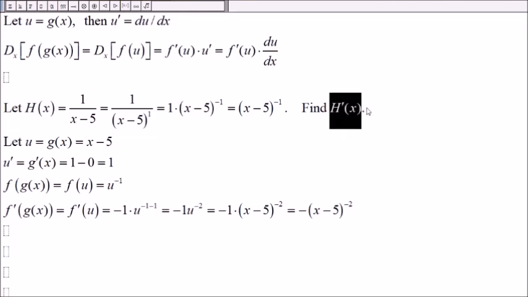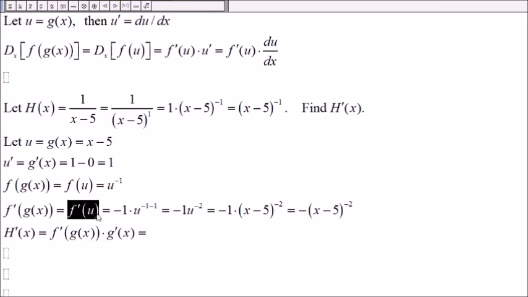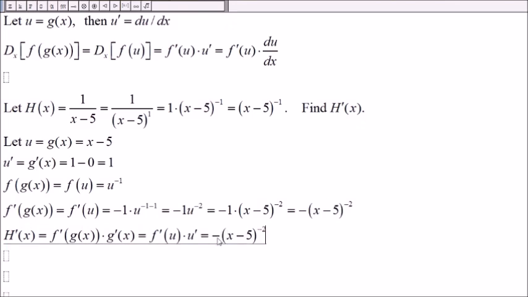So h prime of x, by the chain rule, this is this, which is the same as this. So f prime of g of x will be the negative x minus pi to the negative 2, and then times g prime, which is just 1. So the answer is negative x minus pi to the negative 2.